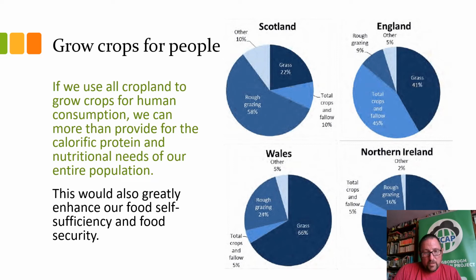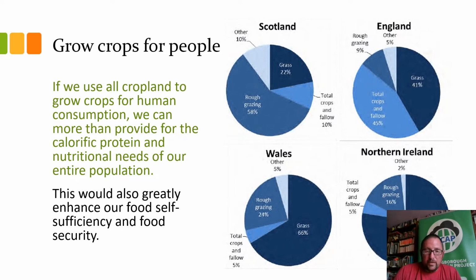Now just imagine if we could use those crops for human consumption. We can more than provide for the calorific and protein and nutritional needs for our entire population. This would greatly enhance our food self-sufficiency and food security, which is a big issue at the moment.